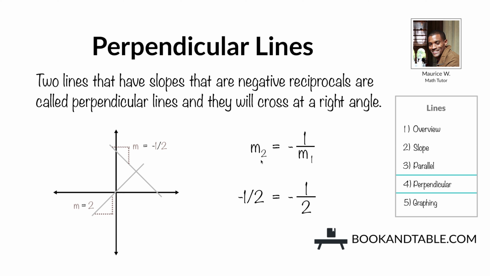Same thing the other way. If you had -1 divided by one of the slopes, you get -1/2. And that would be equal to this -1/2. So that is the relationship between two perpendicular lines and their slopes. And if you multiply those two slopes, 2 times -1/2, again, you'll get -1 as a product.